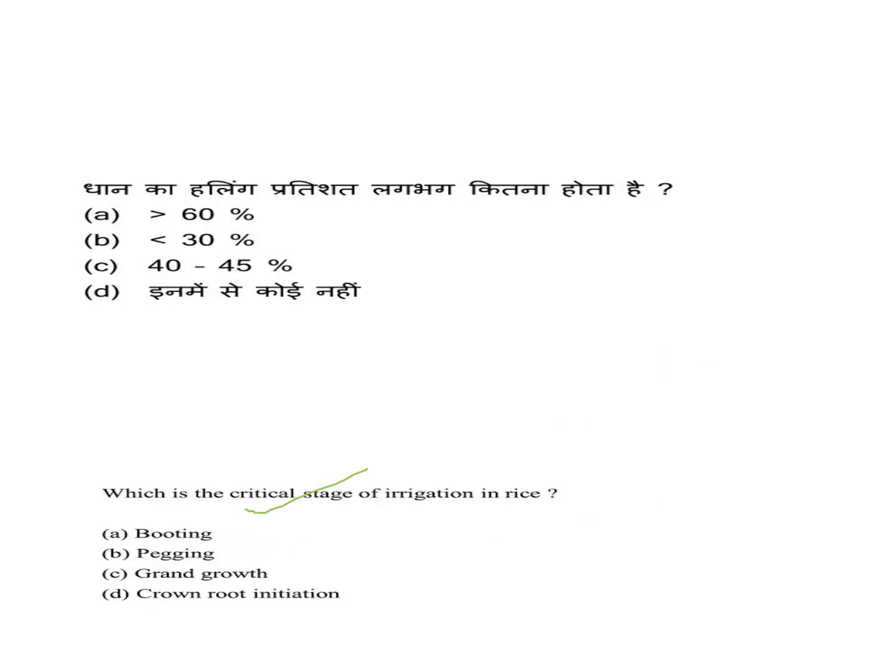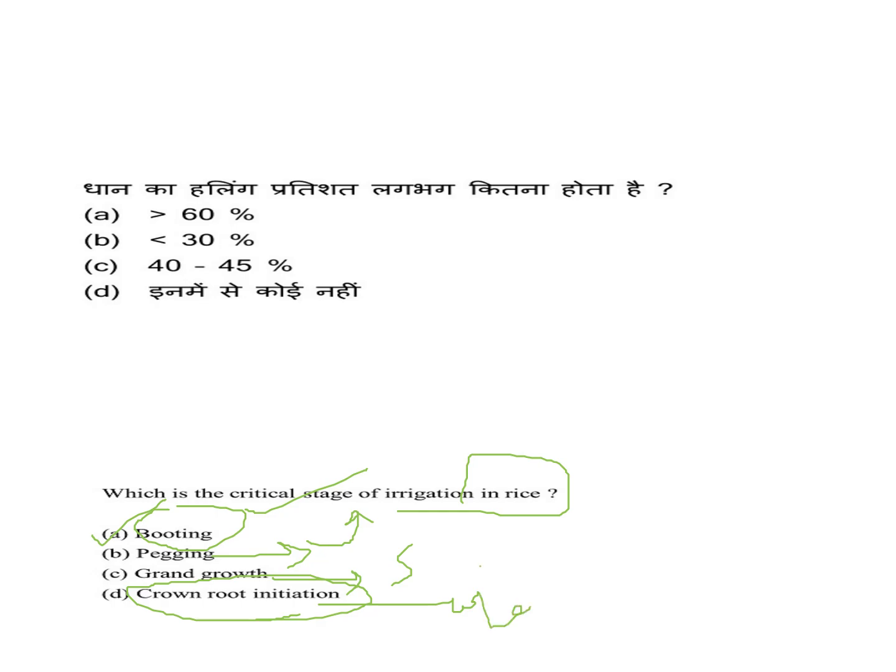What is the critical stage of irrigation in rice? The answer is booting stage. Booting stage is the critical stage in rice crop. Here the pegging is in case of groundnut, grand growth in case of sugarcane, and CRI stage, crown root initiation stage in case of wheat crop. It is around 21 to 25 days. Pegging starts nearly about 50 days or 30 to 45 days. Grand growth phase is about 120 to 145 days. Booting stage is the critical growth period in case of rice. Along with this, panicle initiation stage, grain filling stage, and tiller formation stage are also critical in case of rice crop.